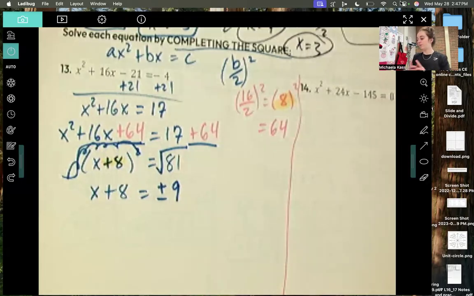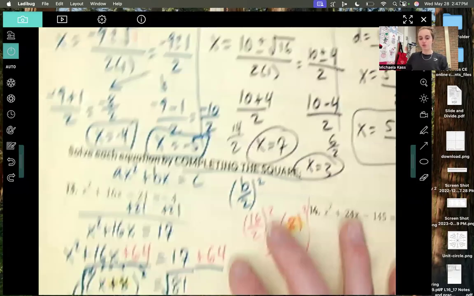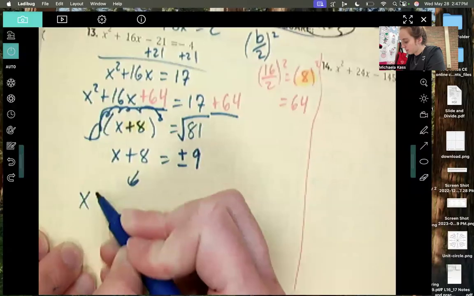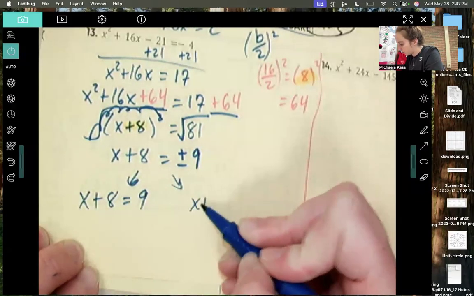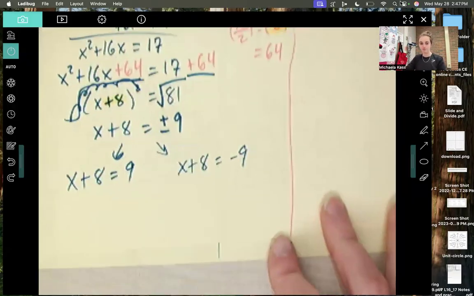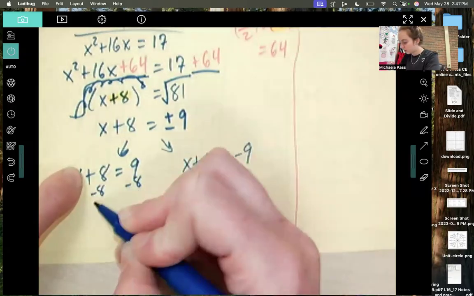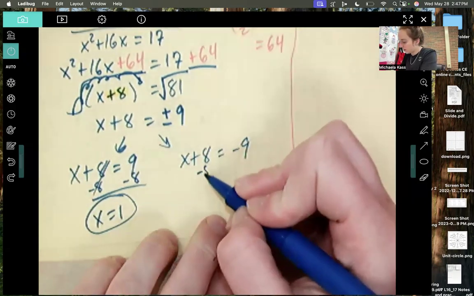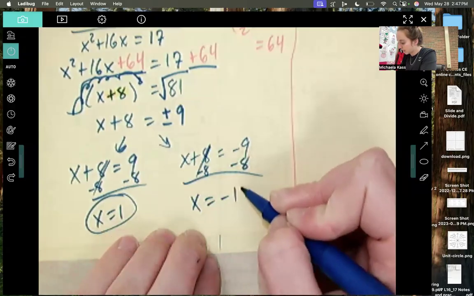All right, now, just like we did in the quadratic formula, right, we wrote 2 equations. You have to write 2 equations here. 1 that's going to say x plus 8 equals positive 9, and 1 that says x plus 8 equals negative 9. And you just solve them. So cover up the variable, get rid of 8. 9 minus 8 is 1. Get rid of the 8. Negative 9 minus 8 is negative 17.